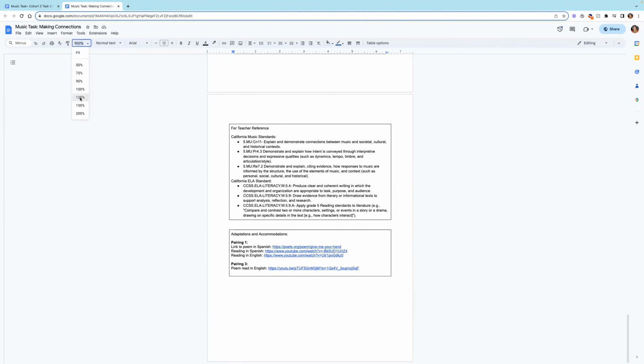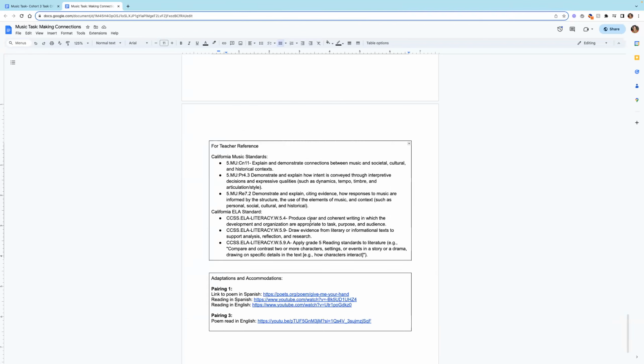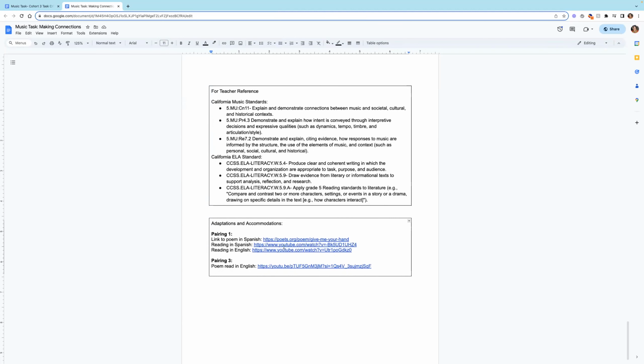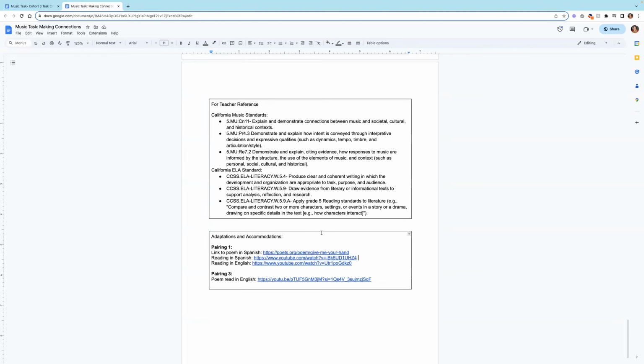I worked a little bit backwards and identified the aligned standards, and made sure that it would work across. So these are the fifth grade standards. And then from here, I wanted to make sure that the specific vocabulary was pulled over as well. And then I also found some adaptations and accommodations. So there was the poems being read, as well as one of the poems was originally written in Spanish.